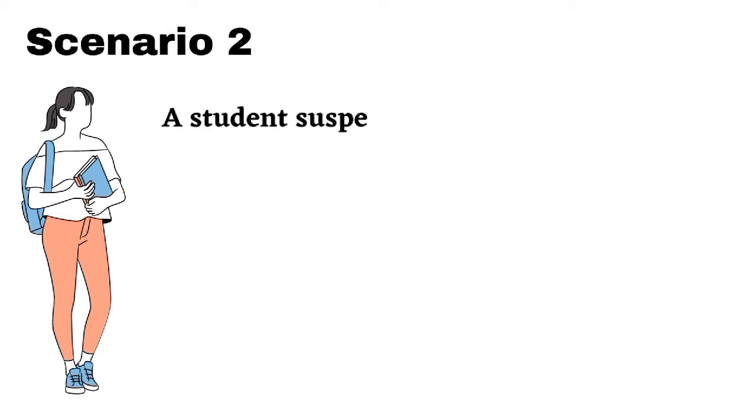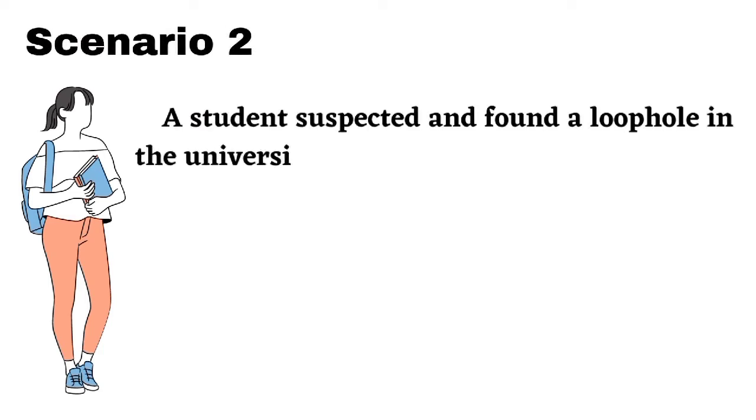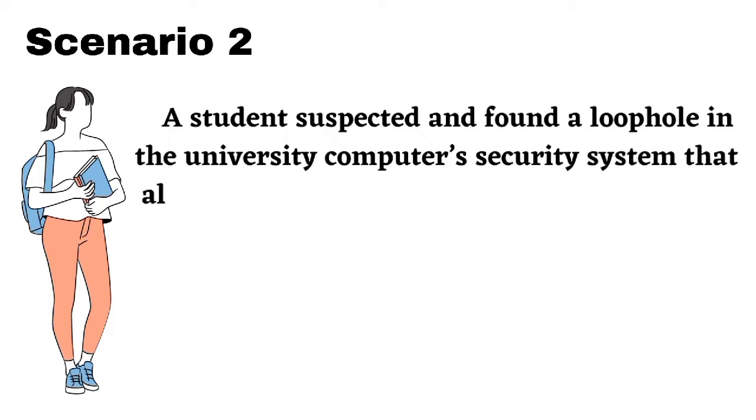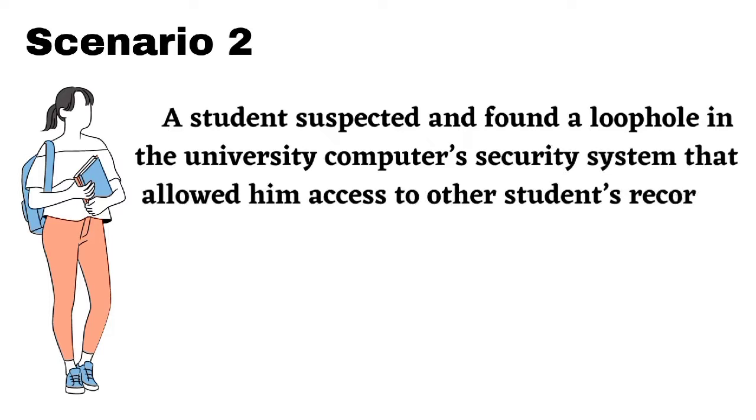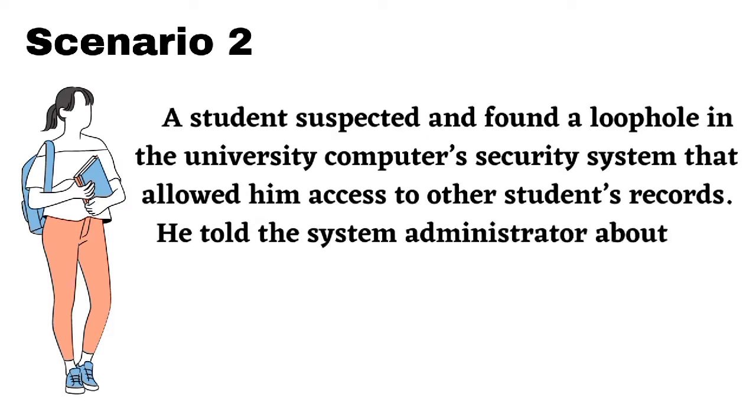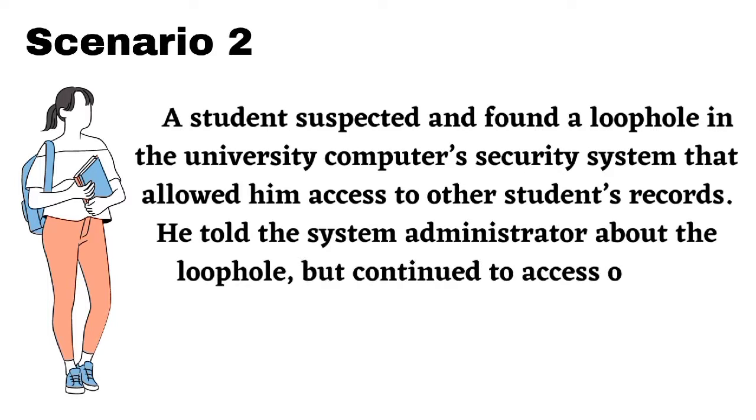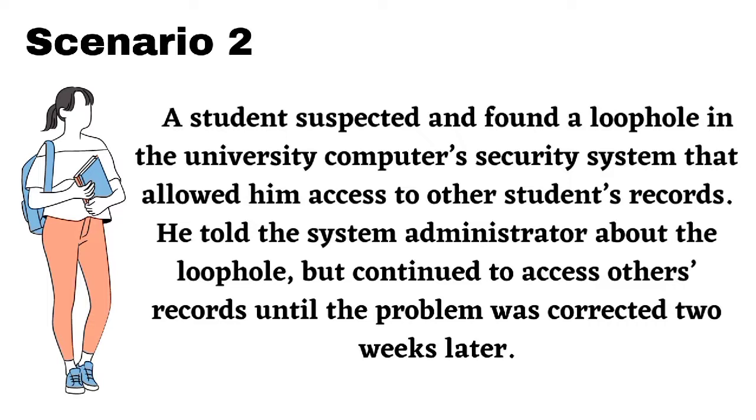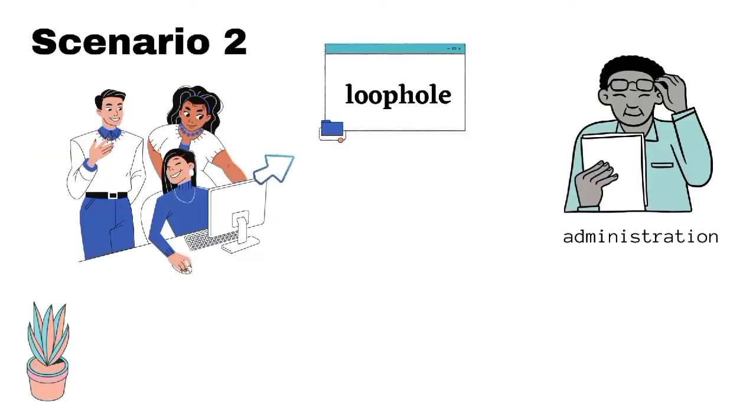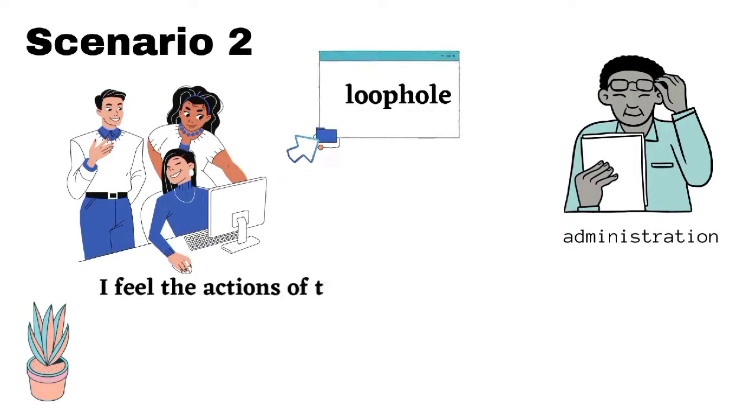A student found a loophole in the university computer's security system that allowed him access to other students' records. He told the system administrator about the loophole, but continued to access others' records until the problem was corrected 2 weeks later. I feel the actions of this individual were unethical.